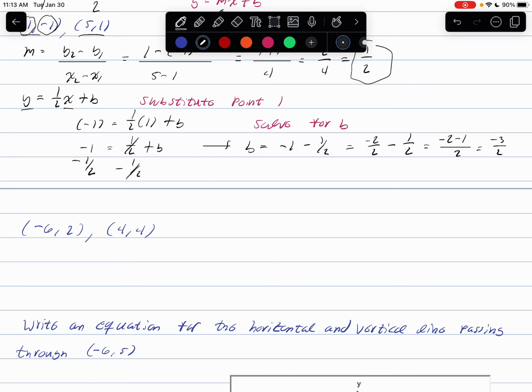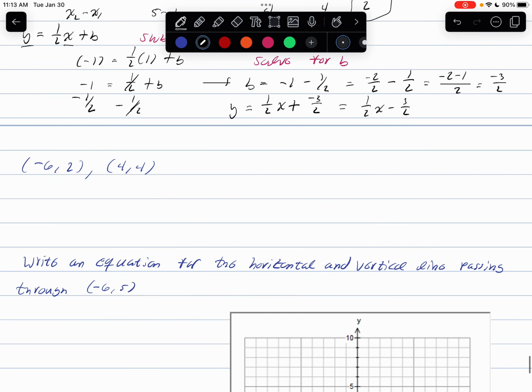So the actual equation of our line is going to be y equals 1/2 x plus -3 over 2. Or you can rewrite this as 1/2 x minus 3 over 2. So that would be the equation for this line.